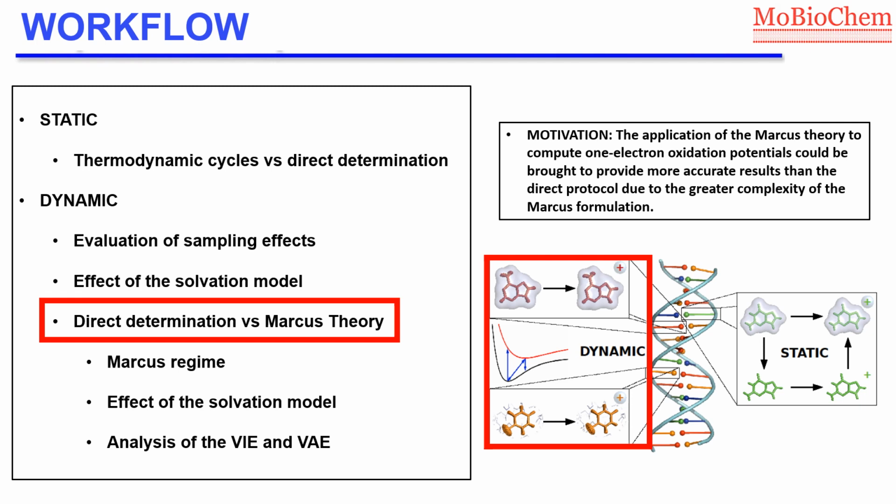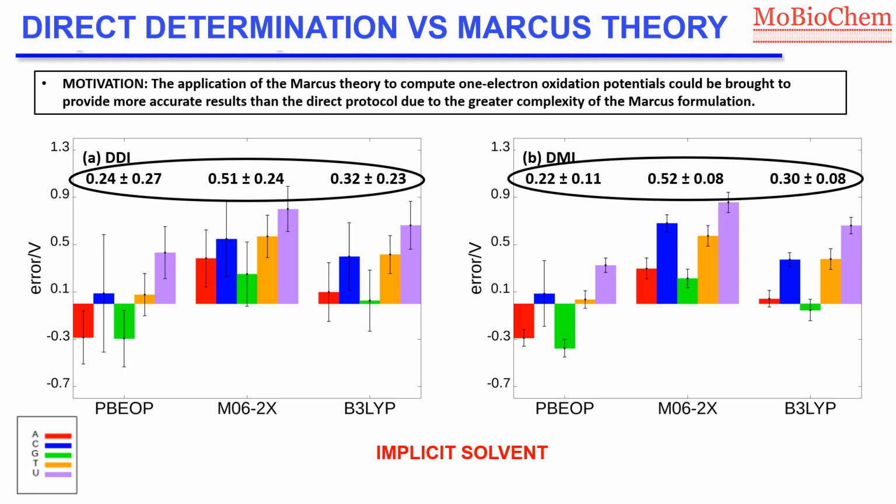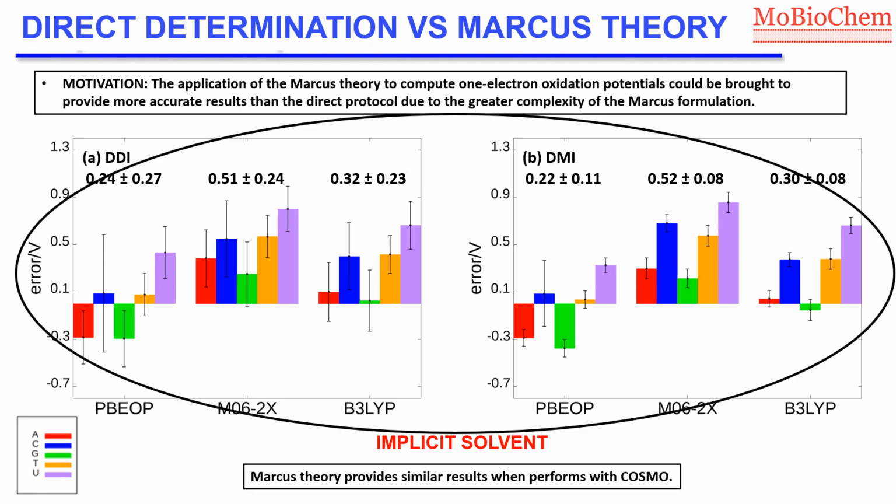When the Marcus theory is checked and corrected, we will proceed to observe the differences between the dynamic direct determination and the dynamic Marcus theory. We will start comparing the case in which we use the implicit solvation model. Results show that the mean unsigned errors for the dynamic direct implicit approach are similar to the mean unsigned errors obtained from the dynamic Marcus implicit protocol. Consequently, there is not an improvement in the results when implementing Marcus theory with implicit solvent.